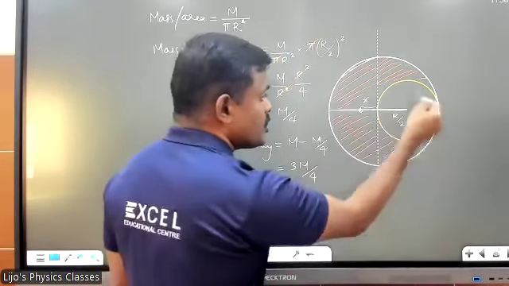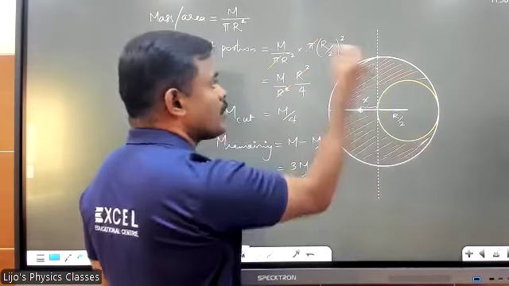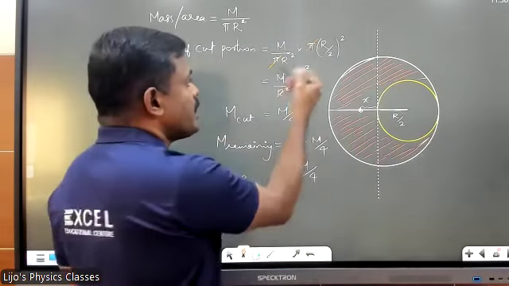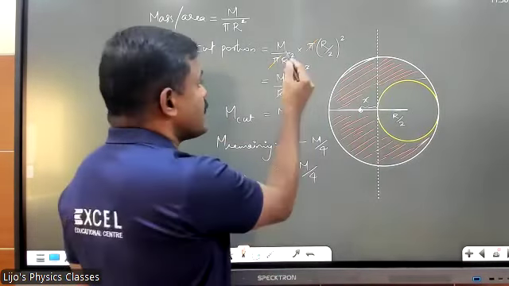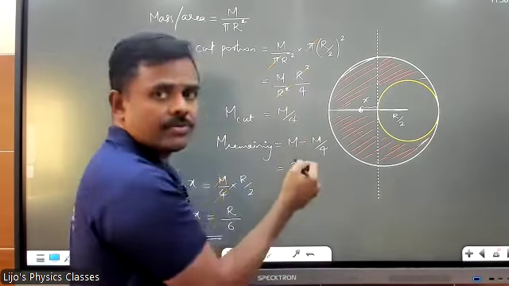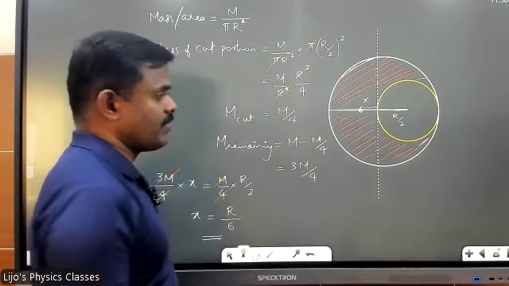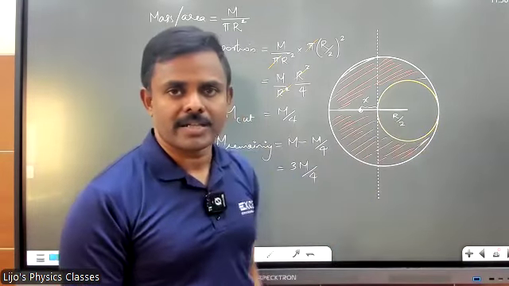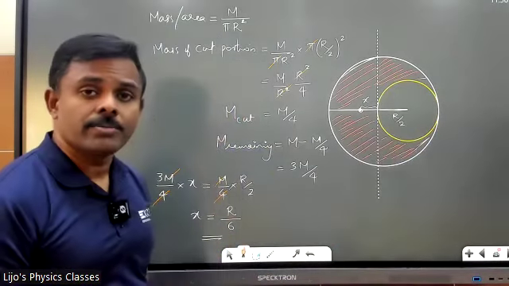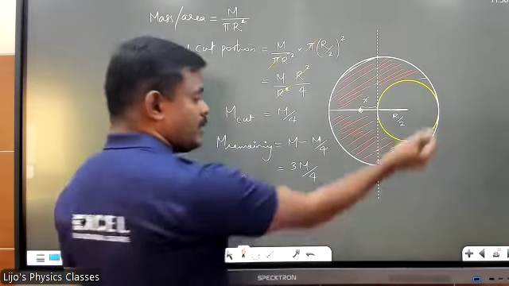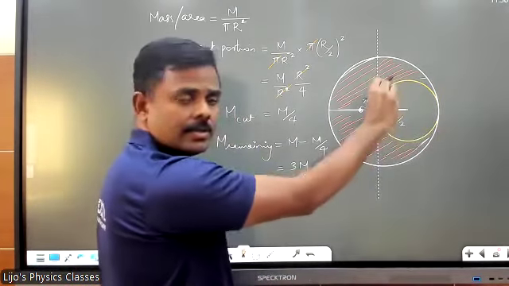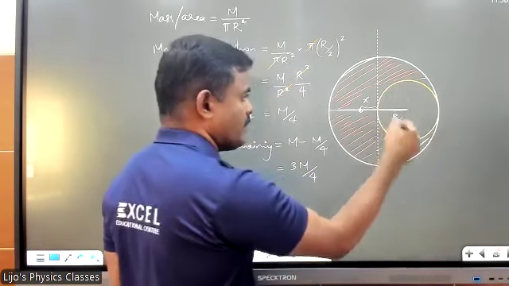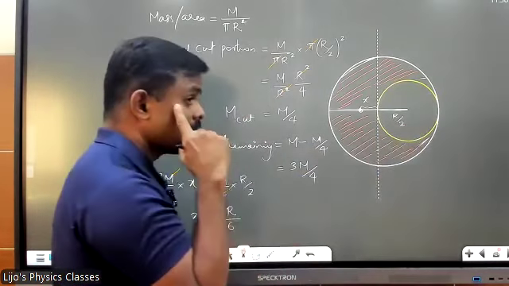This area is how much? Pi into r by 2 the whole square. Pi and pi cut. This is m by r square into r square by 4. R square cut, I get m by 4. I get the mass of the cut, removed portion. So what is the mass of the remaining portion? Total mass is m. Mass of the cut portion is m by 4. So the difference is 3m by 4.